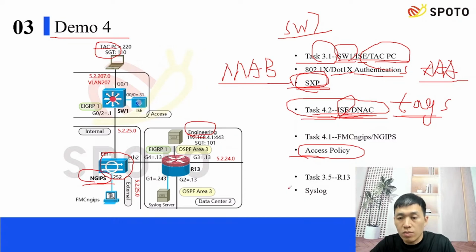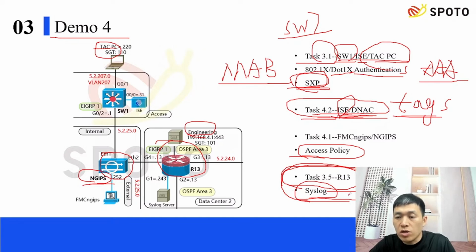Okay, and this one, task 3.5 about syslog, is an independent task too. We will deploy syslog here, and same as the previous version task, they add more requirements for this task. Basically, it's very easy to configure and deploy this task.